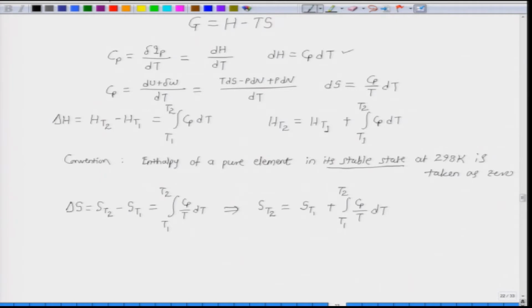So, what about the reference for entropy? Here we use the third law of thermodynamics. What is the third law? The entropy of a homogeneous substance in complete internal equilibrium is 0 at 0 Kelvin. Okay. So, that is the third law of thermodynamics.